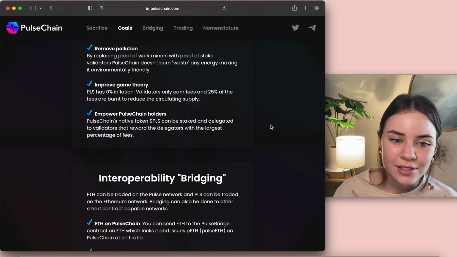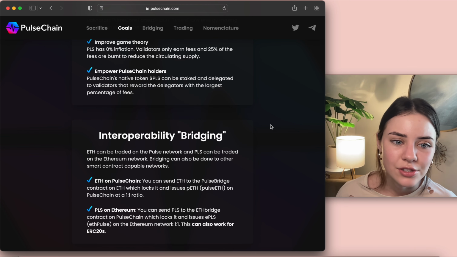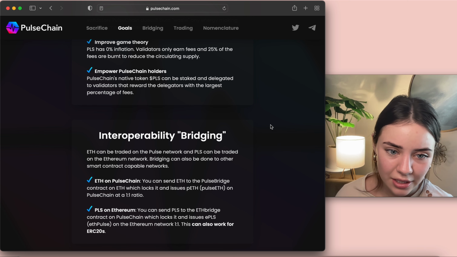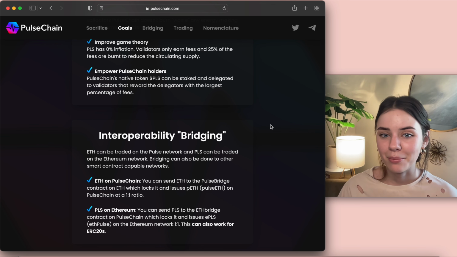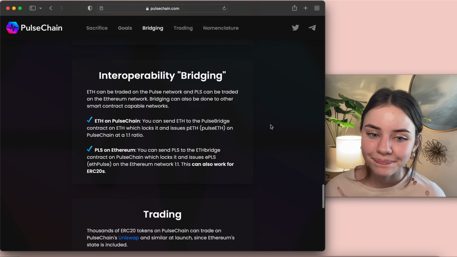And then there is going to be bridging with it. And so ETH on PulseChain and then Pulse on Ethereum. So there is a way to be able to do that bridge. And I'll make a video on that too.